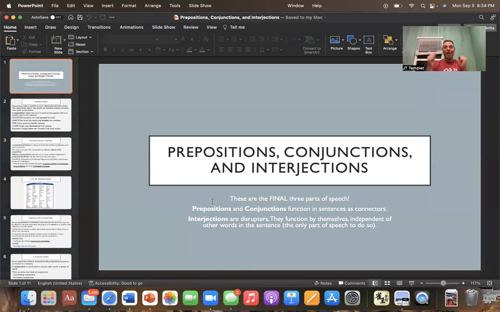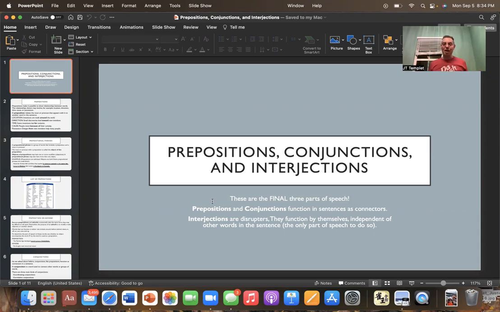We are looking at our final 3 parts of speech. So that is a big deal. We are wrapping up all of the parts of speech, and our quiz on that will be next week. And then we're going to move on to other grammar stuff. The first 2 we look at are going to be connectors in sentences. And our final one is a disruptor.